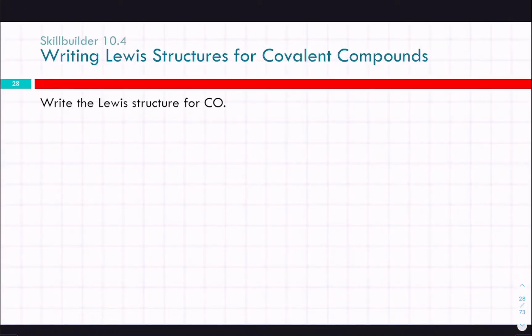All right, so for carbon monoxide, our first step is to draw out the skeletal structure. So you have carbon and oxygen. That one's easy. We don't have to worry about what's the central atom because we only have 2. Oh yeah, actually let me do it this way. So this is our skeletal structure. And then we want to calculate the number of valence electrons. So how many valence electrons does carbon have? 4. And then oxygen has 6. So we have a total of 10 valence electrons.